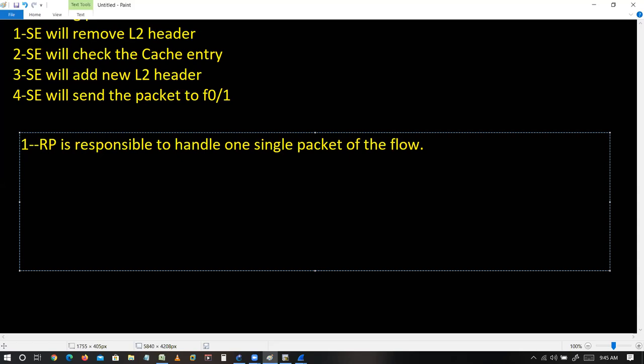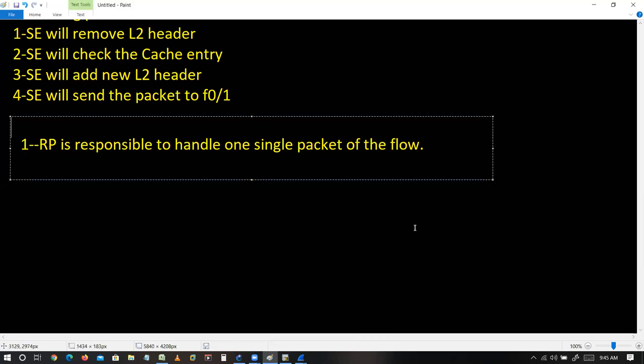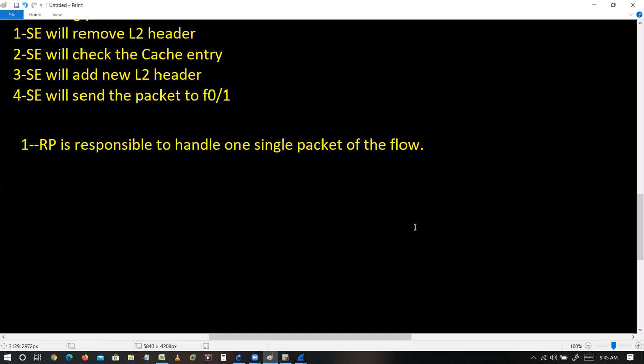Right? So on all open devices, we have this fast switching mechanism. It means it will just handle one single packet of the flow. Okay. Any doubt in the fast switching?